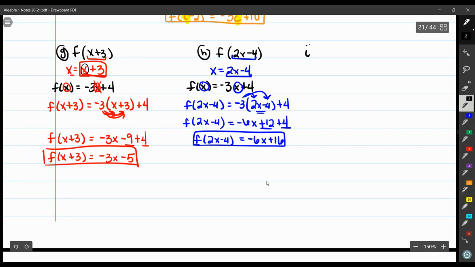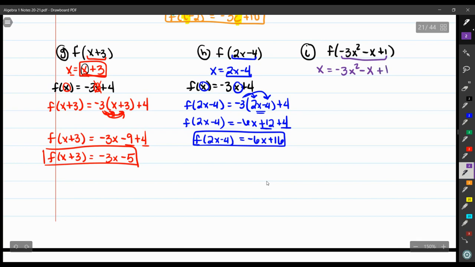And the last one, letter I. So we're going to find f of negative 3x squared minus x plus 1. So just like before, all of this replaces my x. X is going to be equal to negative 3x squared minus x plus 1. Those two things are going to be replaced. So here was the original, just so we have it in front of us, negative 3x plus 4. And we're replacing this x and this one with this giant thing up here.